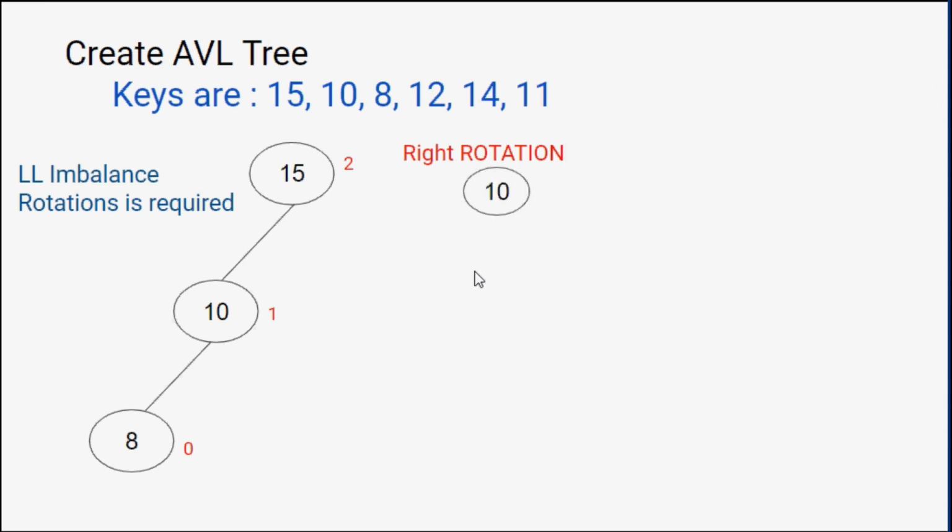So after performing the rotation, 10 will become the root node, 15 will be the right child of root, and 8 will be the left child of root. Again we are going to calculate the balance factor. 8 and 15 are leaf nodes, they are going to have a balance factor 0. And 10, what is the height of the left subtree of 10? That is 1. What is the height of the right subtree of 10? Again 1. So 1 minus 1 will give me 0. All the nodes have balance factor 0, so that means this is perfectly an AVL tree.